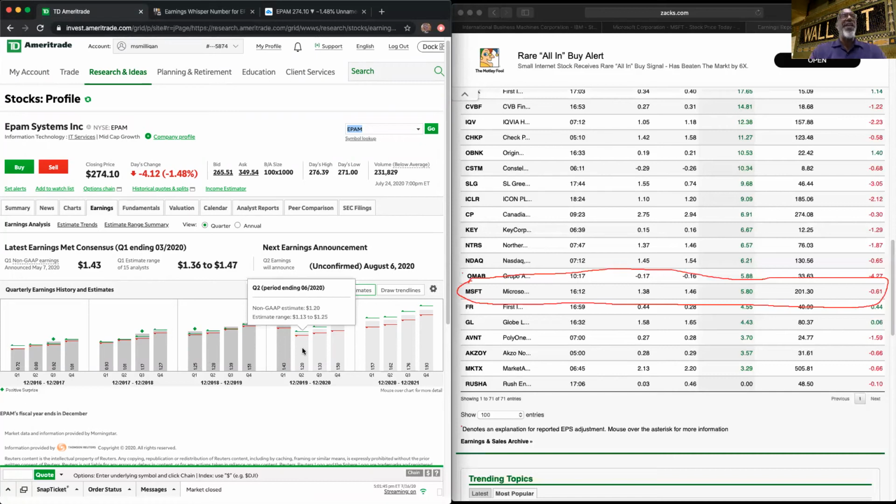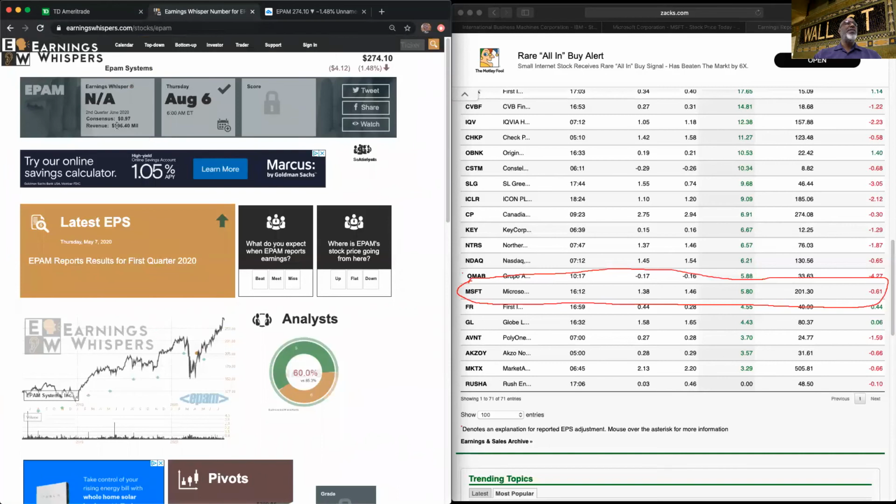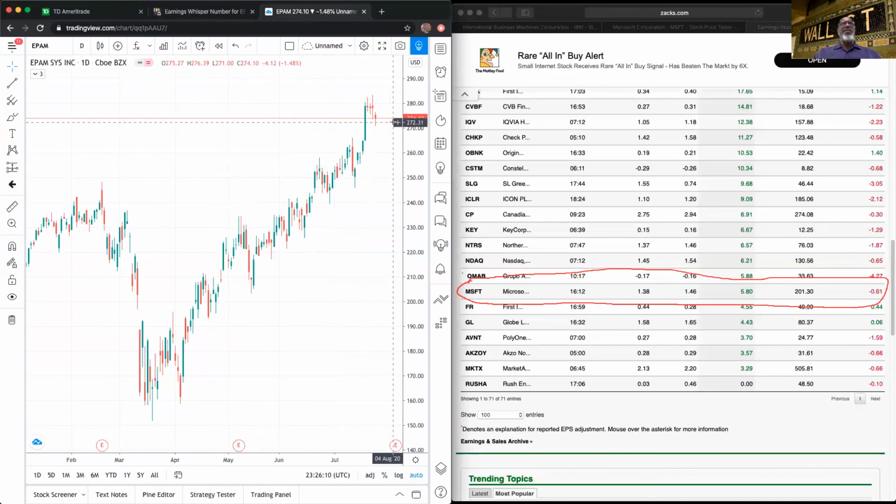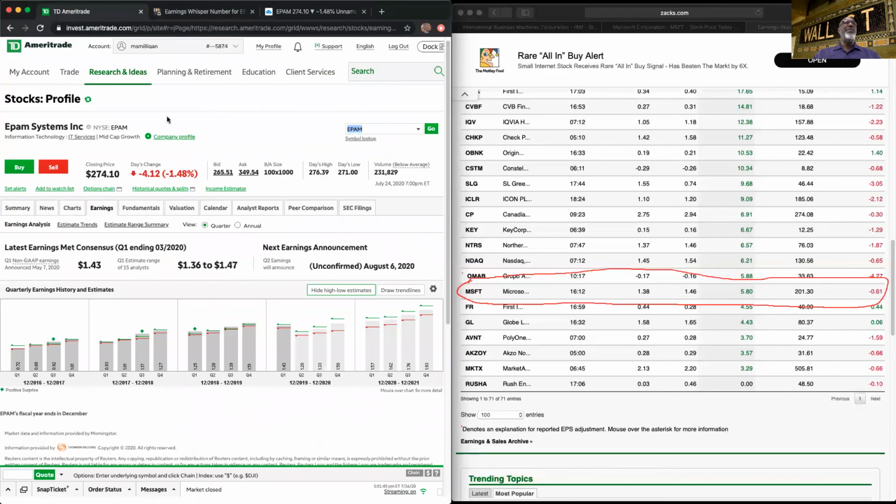Now, the range is $1.13 to $1.25. So they have actually a higher number than what we have with earnings whisper. Let me go back to earnings whisper, make sure I have the right quarter. August, consensus 97 cents. It is what it is. And when we look at the chart, again, it's another one I would watch trade. You can see that there was a run up here. And this run up was on July 20th, which I believe, I'm going to go check.